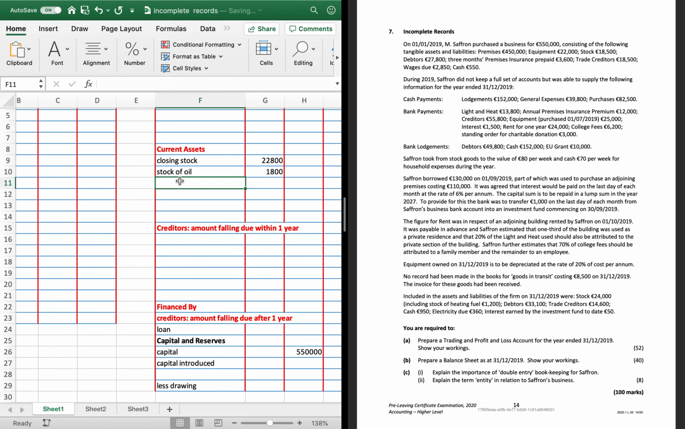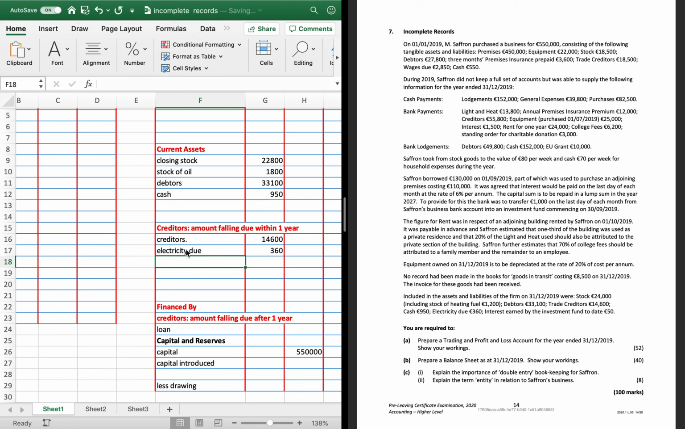And debtors is an asset, 33.1. Creditors, a liability, and that is 14.6. Cash of 950 is an asset. Electricity due is a liability of 360.